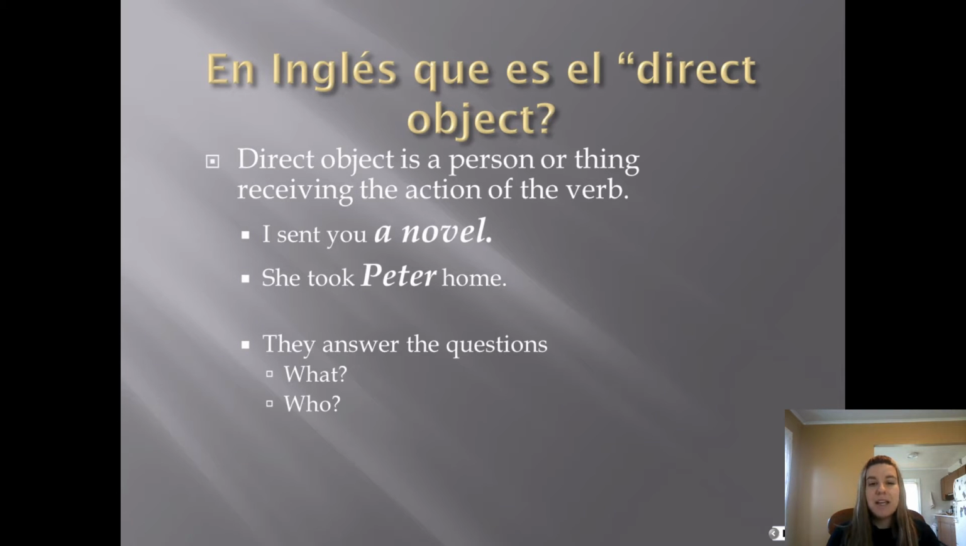So, for example, I sent you a novel. What did I send you? A novel. She took Peter home. Who'd she take home? Peter. So, you'll hear me do that a lot. That's how I recognize, personally, what the direct object in the sentence is. And then we're able to replace those direct objects with a pronoun.